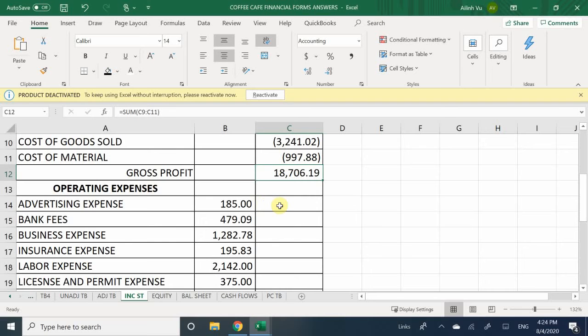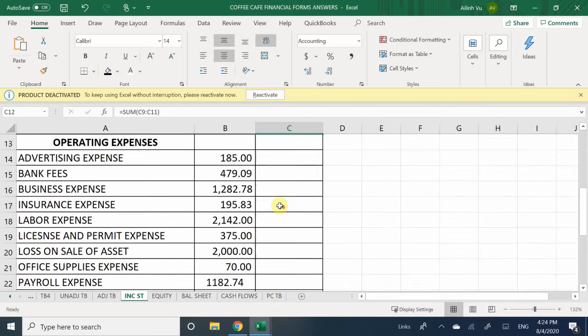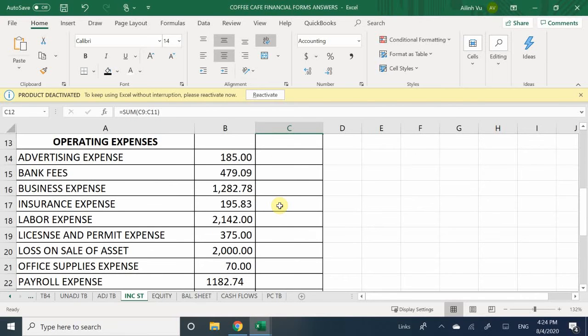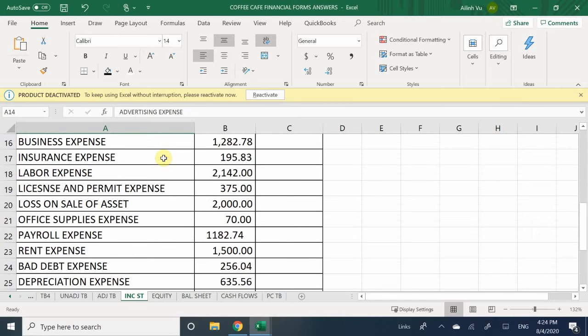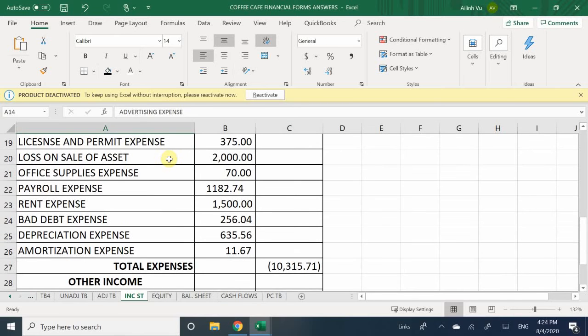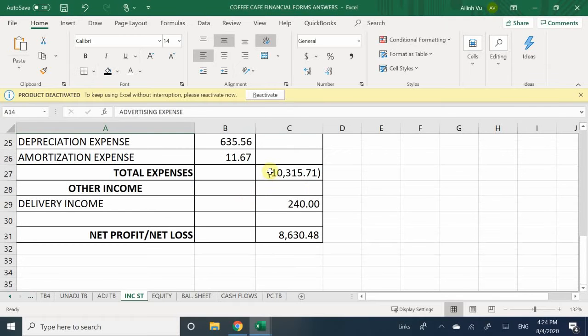$18,706. Now I'm going to subtract every single operating expense that occurred throughout the month of June. Here I went ahead and listed out all the expenses that occurred that month, and I got a grand total of $10,000 in expenses.